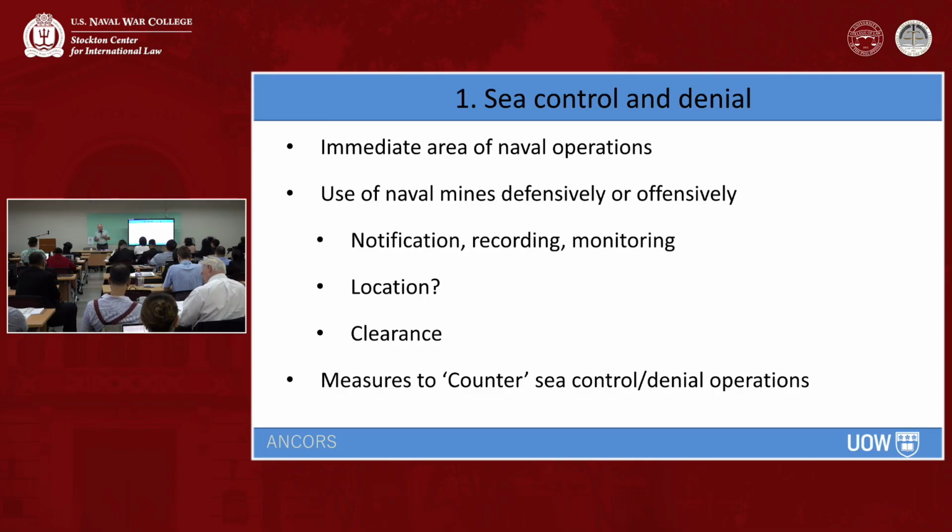There's a concept in naval warfare that you can either call an immediate area of naval operations. In the Newport Manual, we call it the immediate vicinity of naval operations. It's the same concept. It's the idea that around your platform, you have legitimate concerns about others who are sailing close by to you because you're trying to limit the risk to your forces.